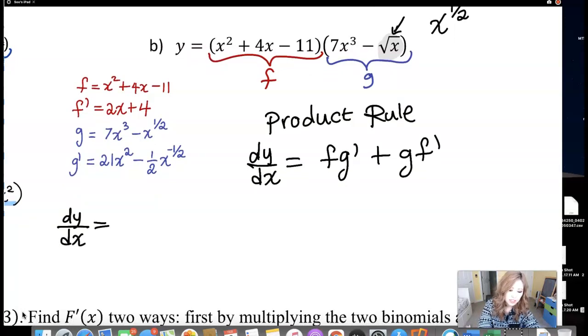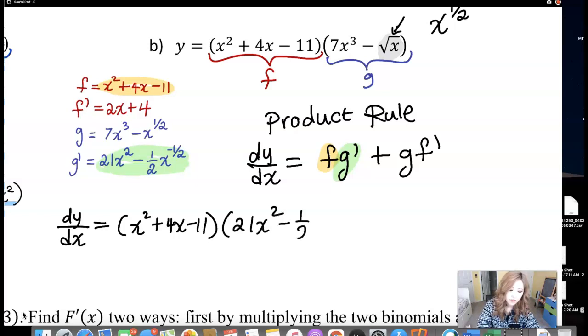So first, I need to write down f. F is that trinomial. So you go ahead and write it, parenthesis, x squared plus 4x minus 11. Now what's next? I need g prime. G prime is the last line that we have up there. So I'll go ahead and write that down. 21x squared minus half x to the negative 1/2. I close the parenthesis. In the middle, I have a plus sign. Write down the plus sign. Let's keep going. I need to write the G.